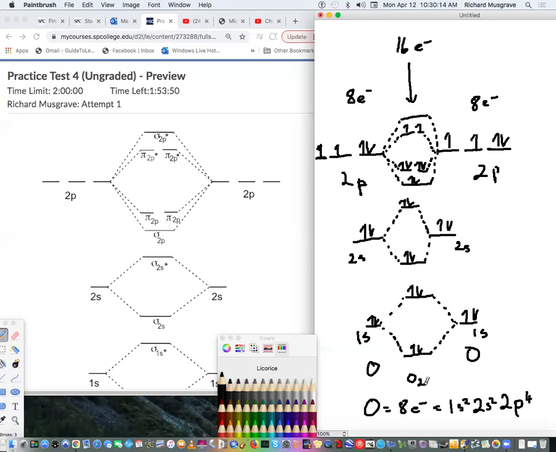All right, let's see how you feel about this so far. How do you feel just about putting in the electrons? That's all I'm asking here. 5, 4, 3, 2, 1. Okay, so most people seem to understand that, which is good. Any questions?